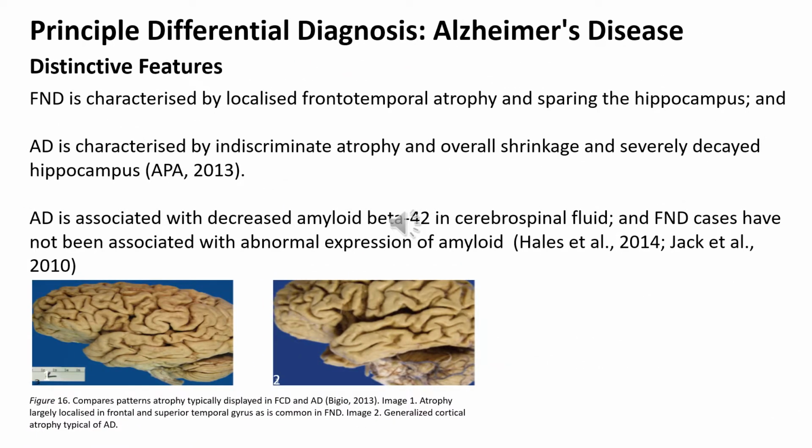Post-mortem FND cases typically reveal localized frontotemporal atrophy and relative sparing of the hippocampus, whilst in AD, atrophy is less localized, though markedly evident in hippocampal regions. Finally, abnormal expression of the amyloid protein is known as an early indicator specific to AD, which can be detected through cerebrospinal fluid and amyloid PET imaging. Thus, the amyloid protein may provide an effective biomarker to distinguish between these disorders.